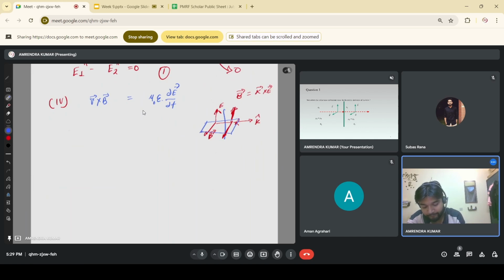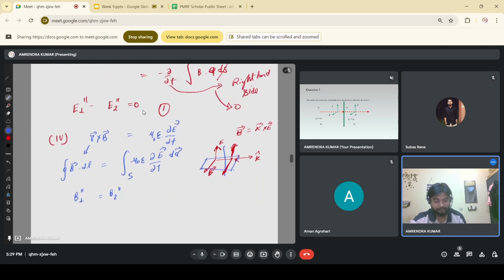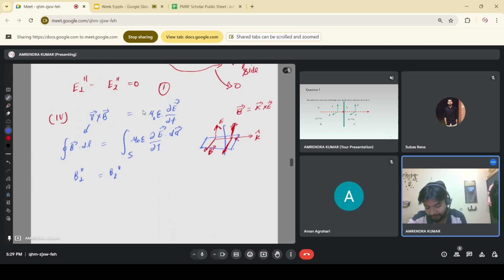Now you can also write this from Stokes theorem. The curl of E can be written as the integral of minus epsilon ∂E/∂t · dA over the surface. The surface is this one. So what we have is that B1 parallel is equal to B2 parallel. These are the boundary conditions that we have.